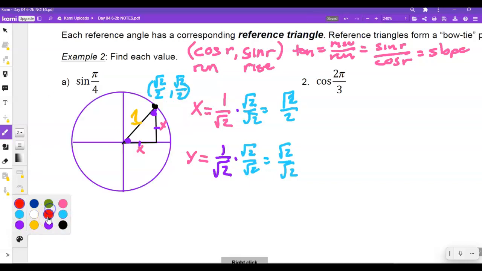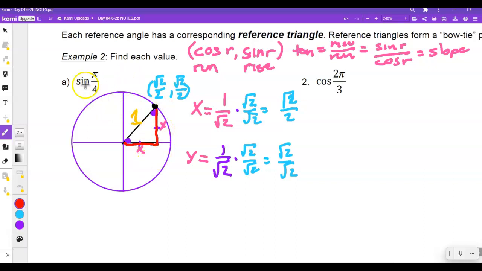Another way of saying this is that the x-coordinate, the run, is root 2 over 2. That's the length right here. And the rise is also root 2 over 2. And we leave it at this fraction. We don't get the actual decimal. You could punch in the calculator, get 1.41 and then divide it by 2, get 0.707. The whole thing is equal to 1, so it's about 70%.